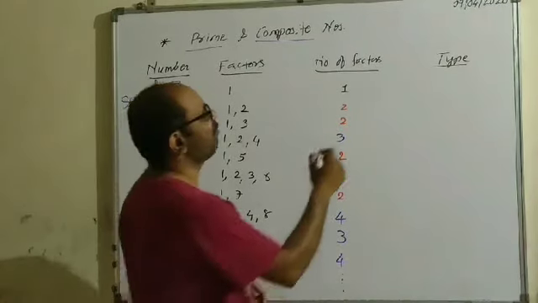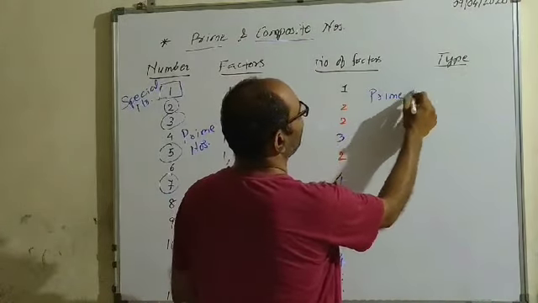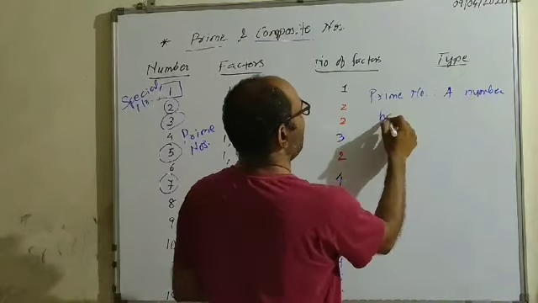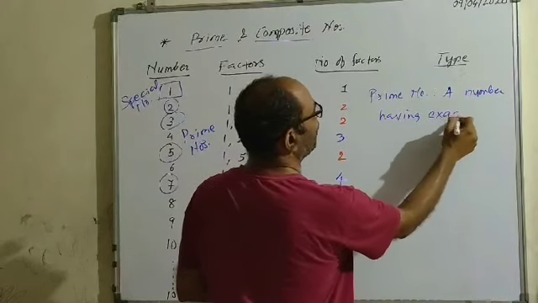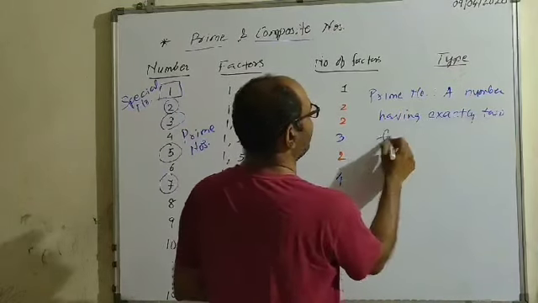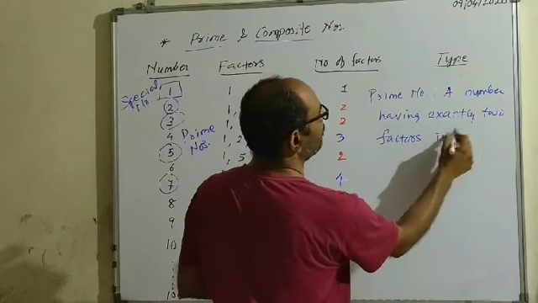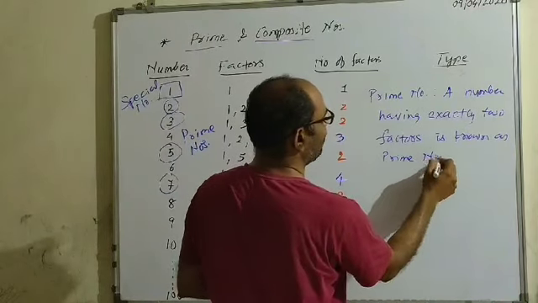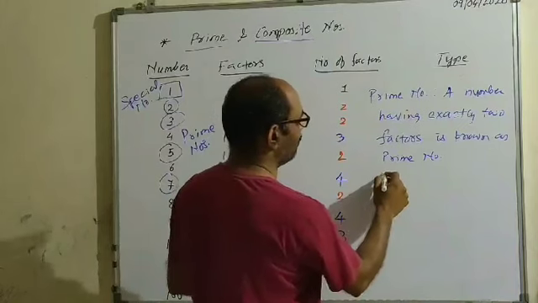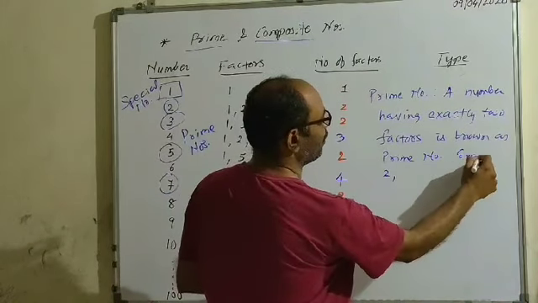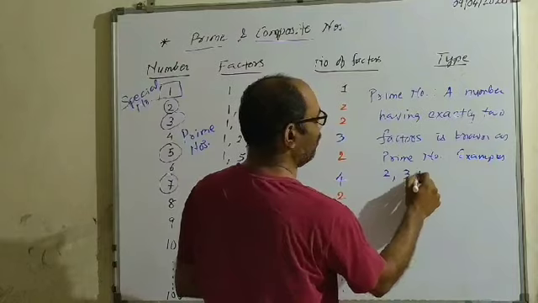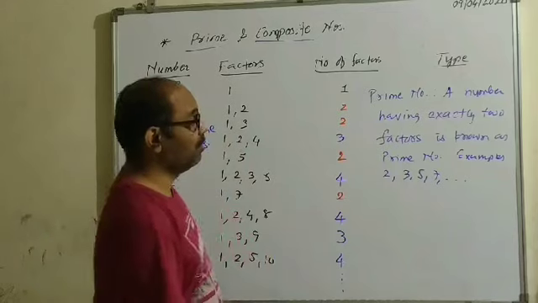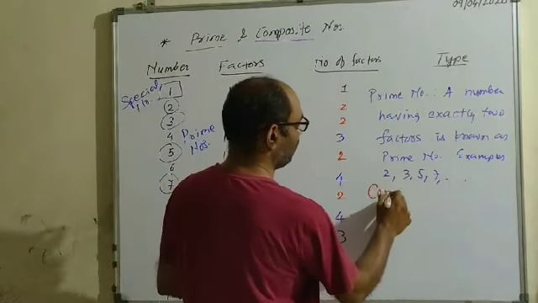So what is the definition of a prime number? A number having exactly 2 factors is known as a prime number. Examples: 2, 3, 5, 7 and so on. What about composite numbers?